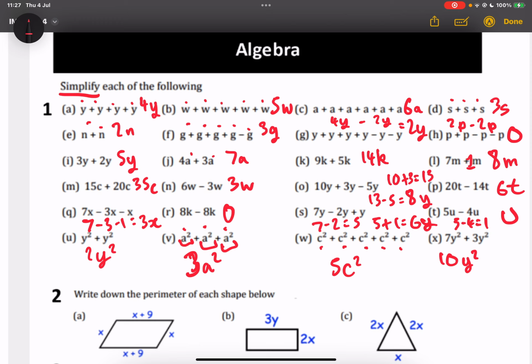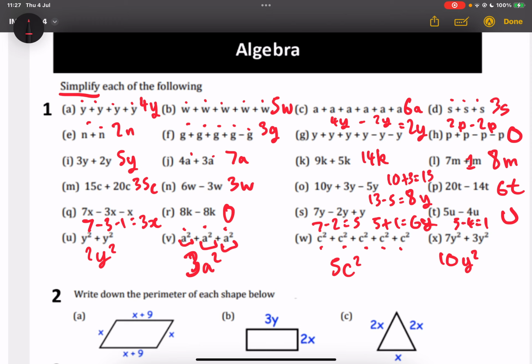For E, we have 20 minus 5 times 2, so first we're going to be doing multiplication and then subtraction, so 20 minus 10 is 10, so E is 10. F, we have 8 minus 2 times 3, so we're going to be doing 2 times 3 first, which is 6, and then 8 minus 6 is 2, so F is 2. G is 21 minus 9 divided by 3, so first we're going to be dividing, so 21 minus 3 is equal to 18, so the answer to G is 18.